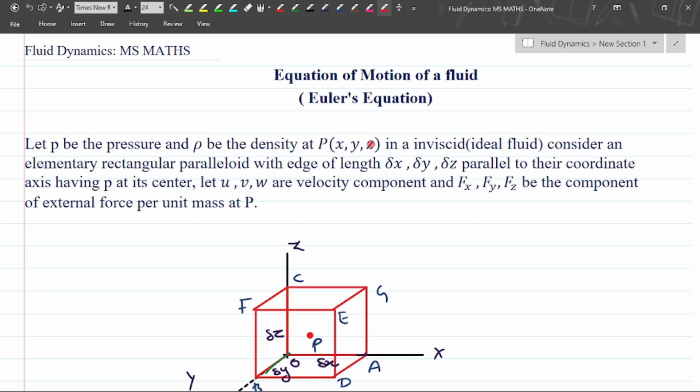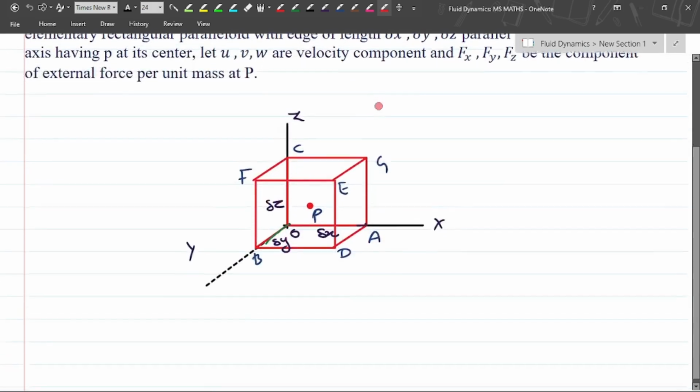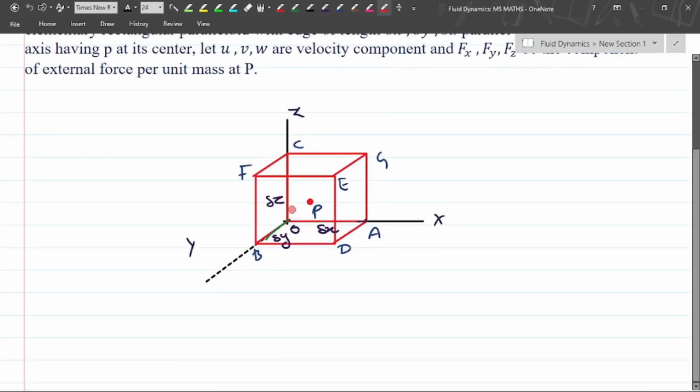We have already discussed the net pressure on the surface of a fluid element, so we'll use that concept in this video. Now let's start this topic. Let p be the pressure and rho be the density at point P(x, y, z). Basically we have considered a fluid particle which is rectangular.